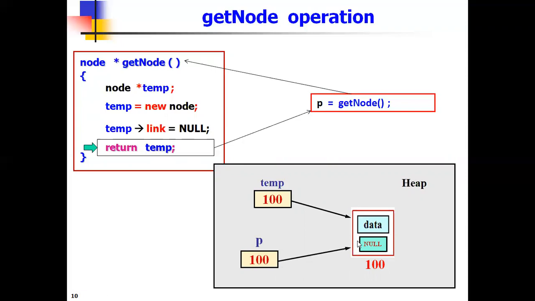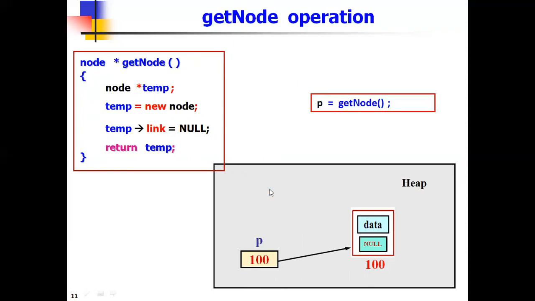That means p is also pointing to the same node. Okay, p is also pointing to the same node. And when you come out of the get node function, what will happen? The local pointer will be destroyed. P is not local here, only temp is local. So temp pointer will be destroyed here. So you can see P is pointing to the newly constructed node.